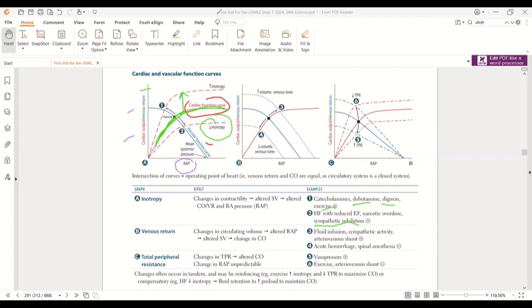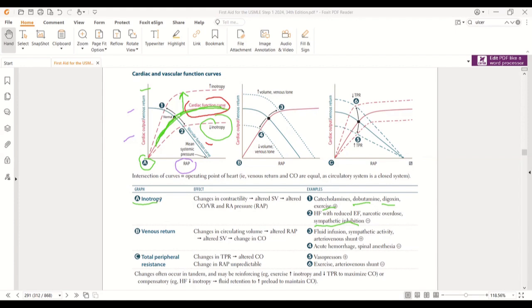Okay, repeat. So please, in graph A. This graph A is basically the inotropy. Inotropy: catecholamine, dobutamine, what do they do to inotropy? They increase the inotropy. And heart failure decreases the inotropy. Inotropy means contractility, right? I am repeating this concept again because you asked.